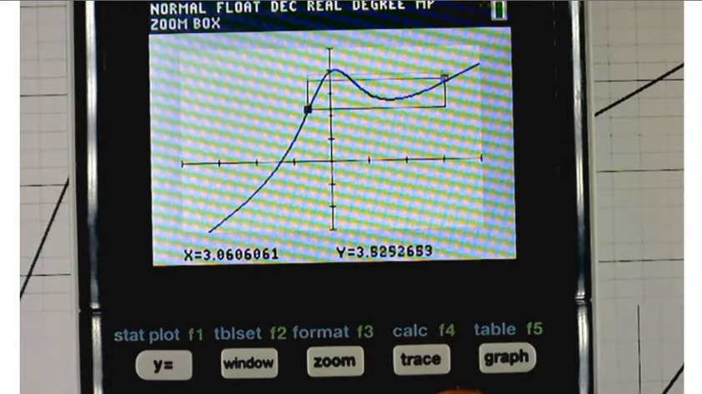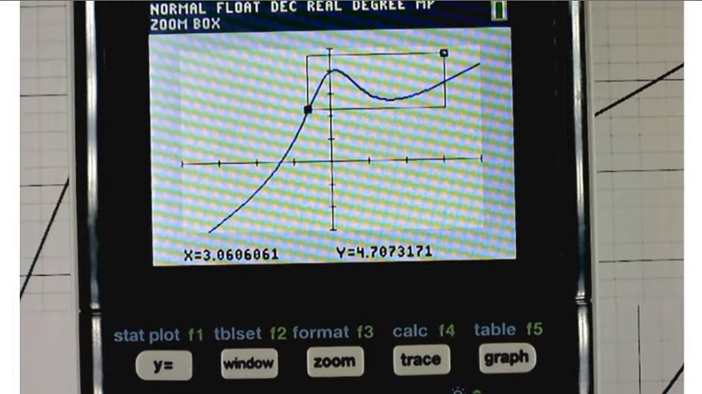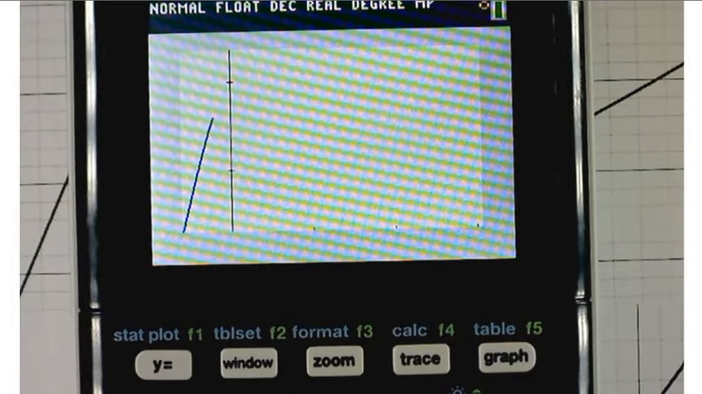And let's zoom in. That looks pretty good. I'll make it a little bit tighter. Yes, sir. How do you do that on the 83? Yeah, you can do that on the 83. Just hit the zoom key, and then the first option should be zoom box.